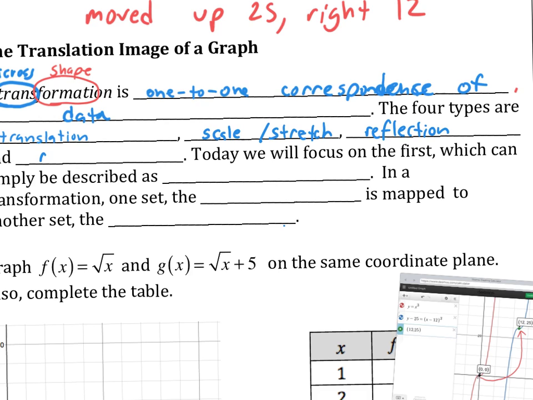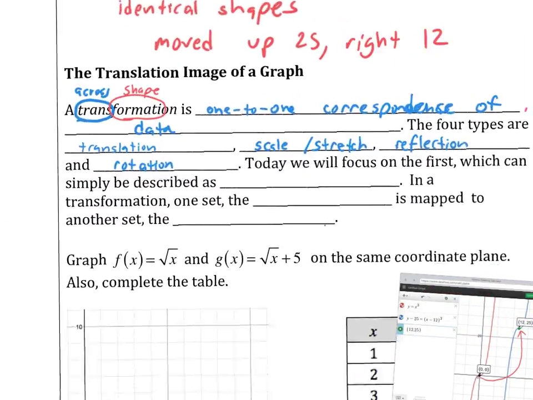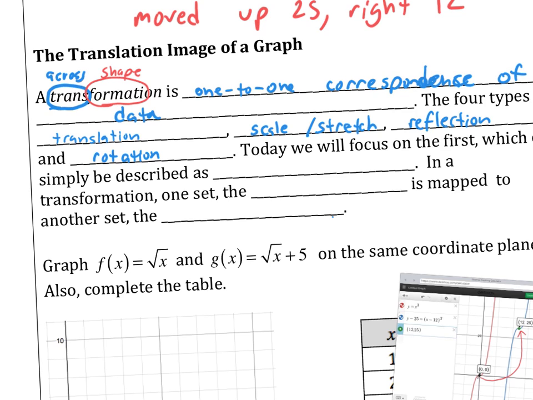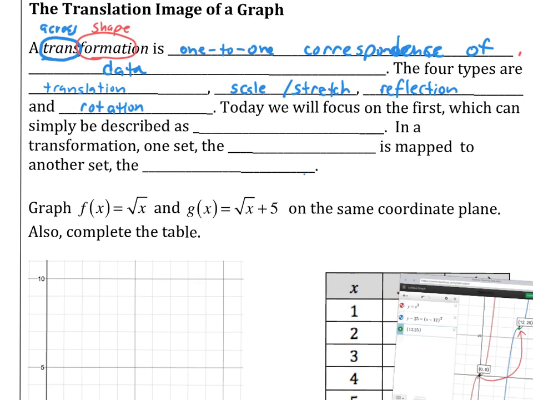And the last one is called a rotation. And an example of a rotation is this. There we go. Hashtag we got it all. So we're going to focus our attention on translation. Stretching and reflection are very closely related, so those are often brought together, and we're really not going to spend much time in rotation at all. Okay, so today we're going to focus on the first, which can simply be described as shifting.